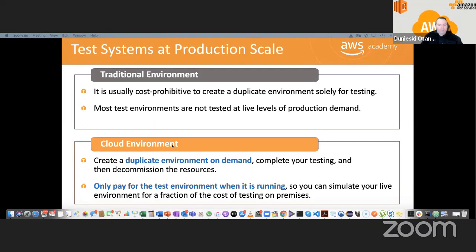Now, in the cloud environment, you create a duplicate environment on demand, complete your testing, and then decommission the resources if you don't need them anymore. Only pay for the test environment while it is running. So you can simulate your live environment for a fraction of the cost of testing on premises. So the cloud gives you the capability of testing in a live environment, which you usually don't do in a traditional environment.